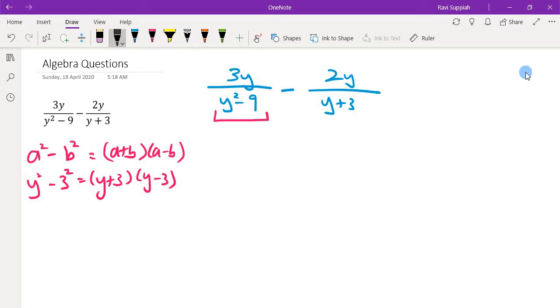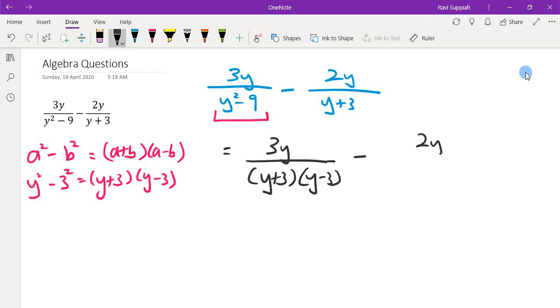So that means from this expression, what I can do next is write it as 3y over y plus 3 and y minus 3, minus 2y over y plus 3. Now that we have this, we can see that on the left hand side I have y plus 3 and y minus 3, but on the right hand side I only have y plus 3 in the denominator. So in order to make it a common denominator, I'm going to multiply the denominator on the right hand side by y minus 3.